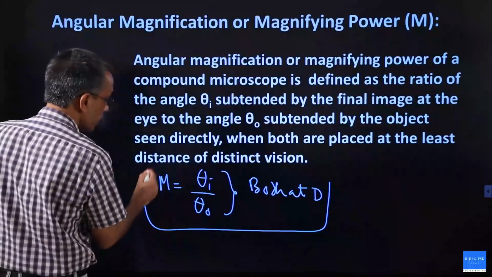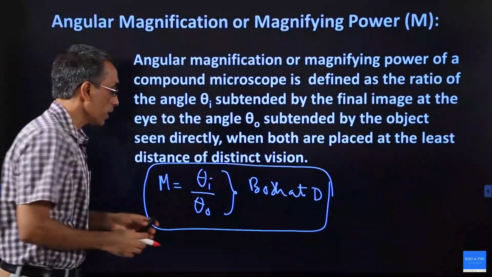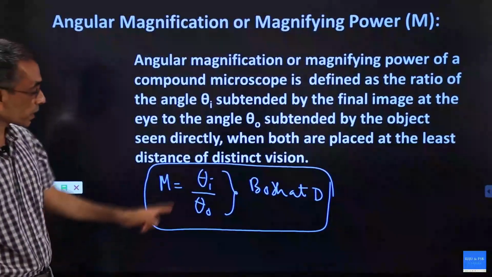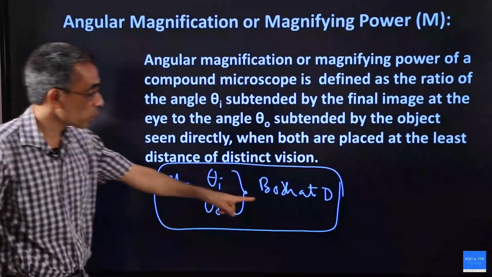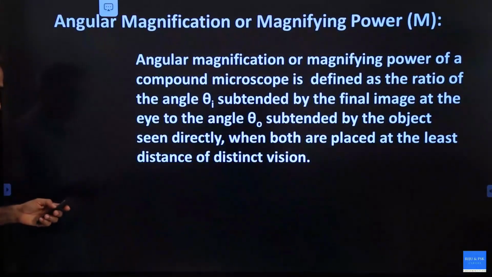So this is the short thing that you need to remember. The whole definition is here. Angular magnification or magnifying power of a compound microscope is the ratio of the angle produced by the image to the angle produced by the object when both are at D. That is the definition. Okay.